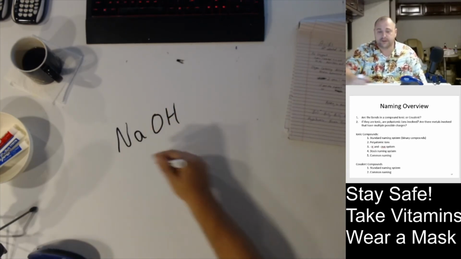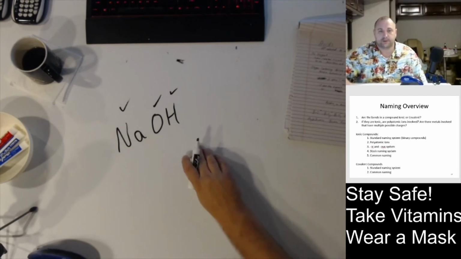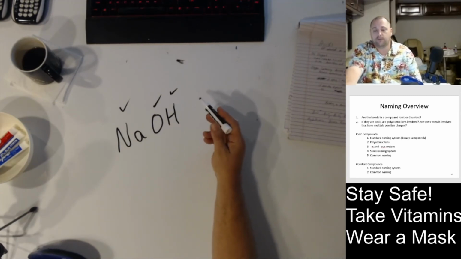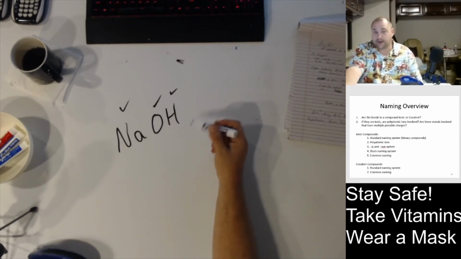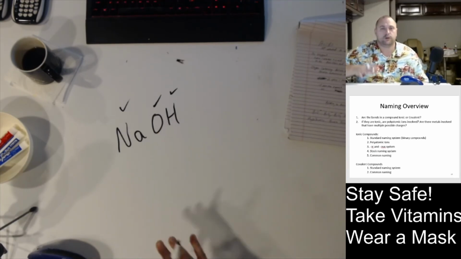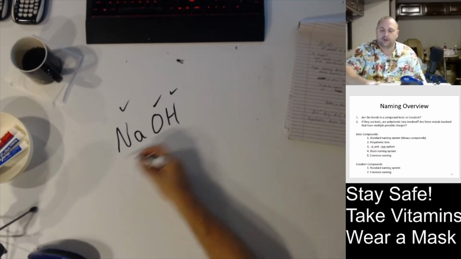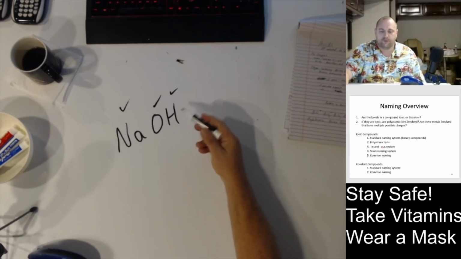So as soon as I see this, I've got 1, 2, 3 capital letters. I know that I've got a polyatomic ion. That tells me it's ionic. So if it's ionic, it will not have those prefixes. There's no common name for it.